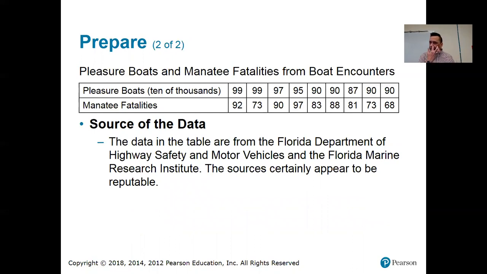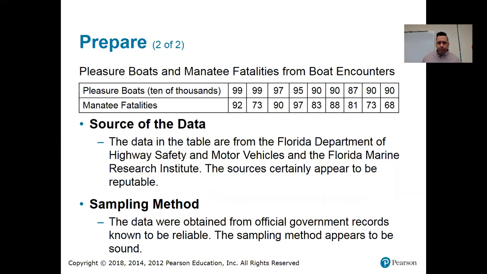And these data are from the Florida Department of Highway Safety and Motor Vehicles and the Florida Marine Research Institute. So that seems to be a good source for where to get this data. I didn't just get it off Reddit or 4chan or something like that. And the data were obtained from official government records that are known to be reliable. So it seems like we've got all our ducks in a row when it comes to sampling.